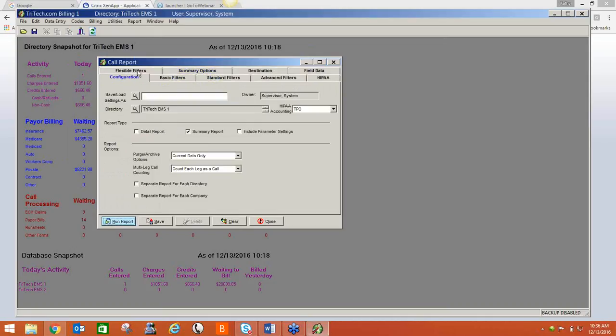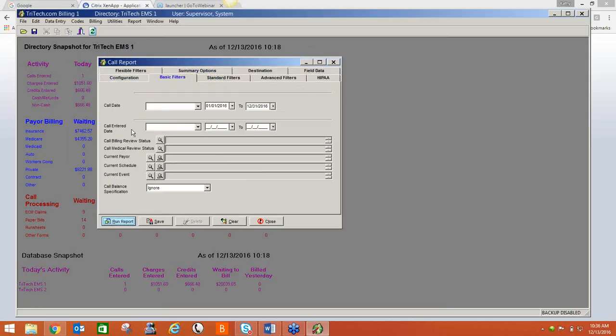We may want to see how many calls were entered in 2016 versus how many have a call date of 2016. And sometimes this call date of 2016 report is run maybe in March because you might be behind in your billing. If you want to see the actual work that was accomplished, that would be call date entered. Again, that's when the keystrokes happened.